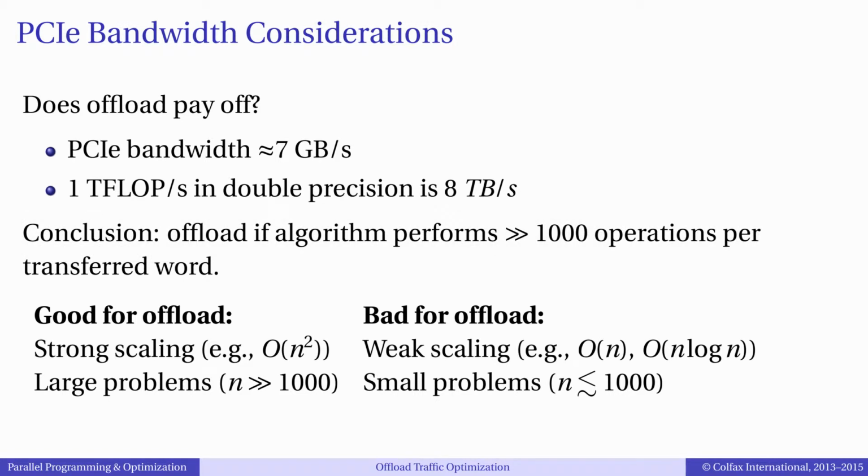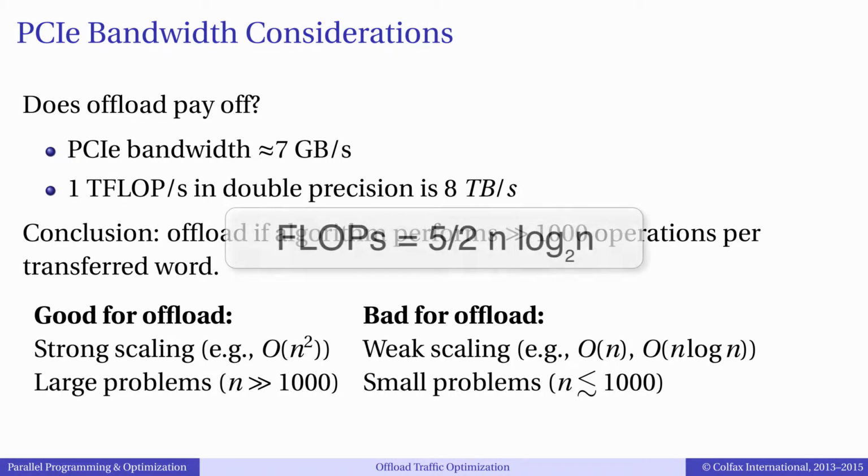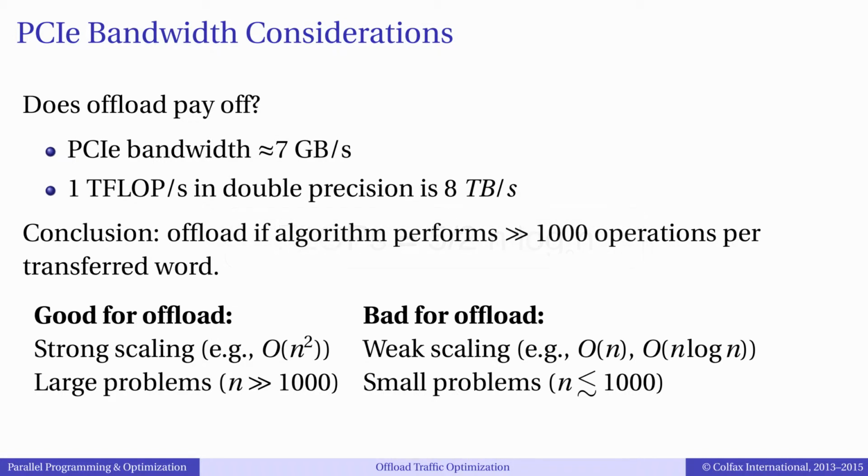For example, if you want to use offload to compute fast Fourier transforms that have the complexity of n log n, you should expect that data movement will take a significant amount of time. In this case, one of the optimization strategies may be to modify your code so that you generate data on Xeon Phi instead of offloading it.